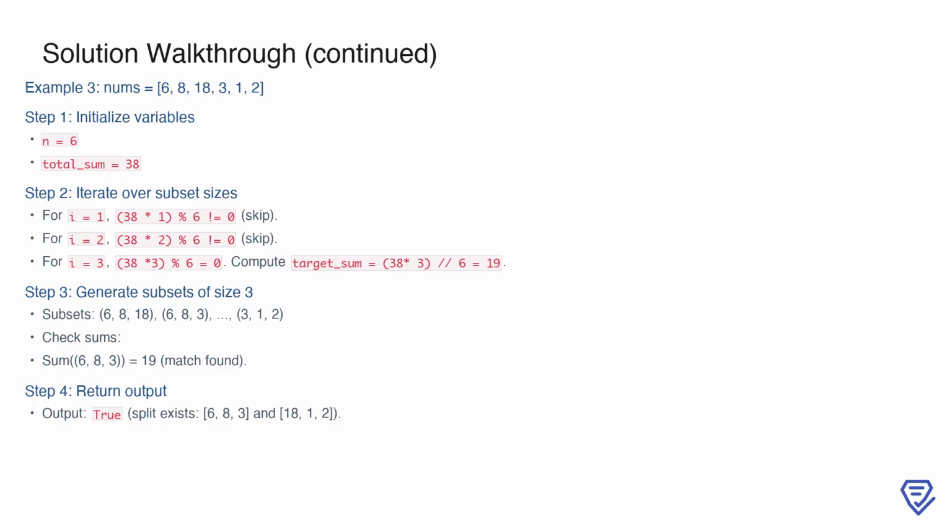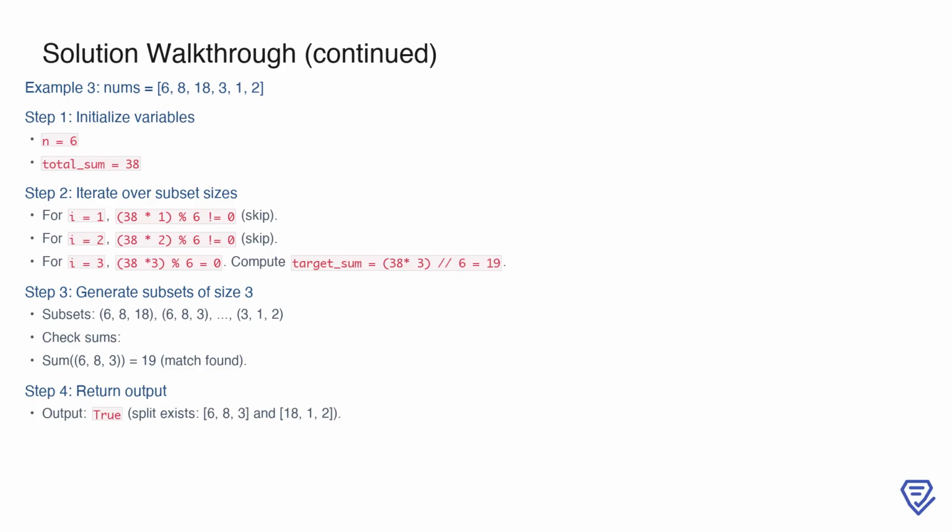Similarly, for a subset size of 2, 38 * 2 % 6 is also not equal to 0, so we move on. For a subset size of 3, however, 38 * 3 % 6 equals 0, making it valid. The target sum for subsets of size 3 is calculated as 38 * 3 / 6, which equals 19. We then generate all possible subsets of size 3, such as 6, 8, 18, 6, 8, 3, and so on, up to 3, 1, 2.